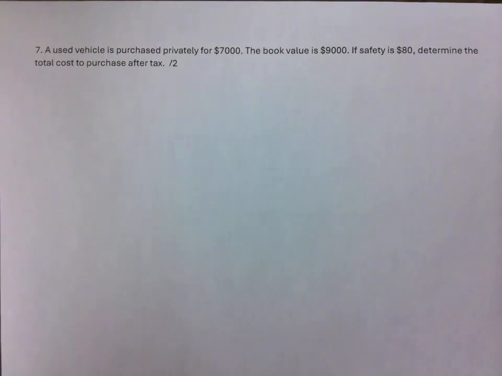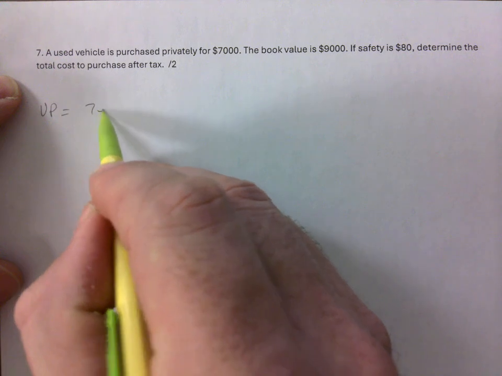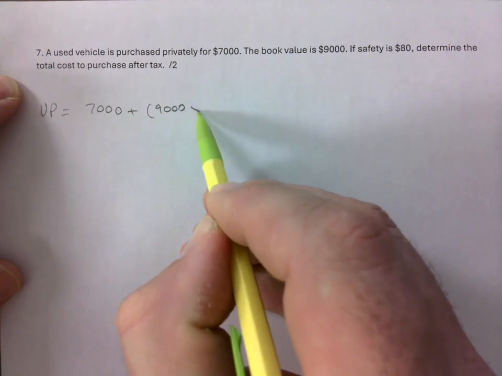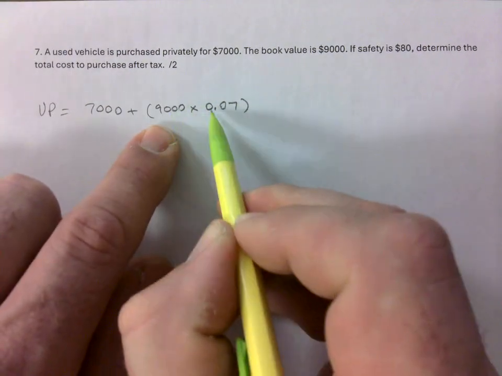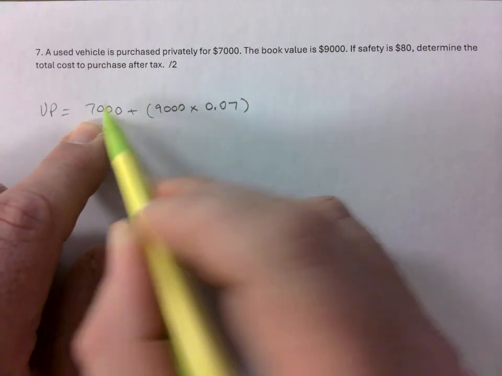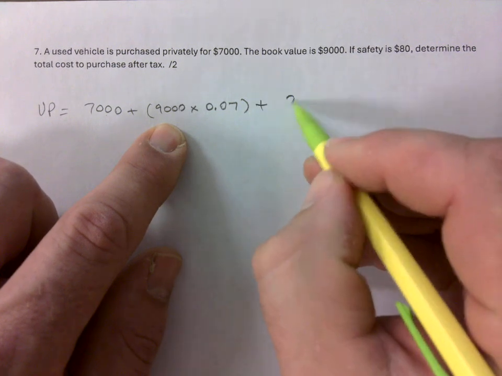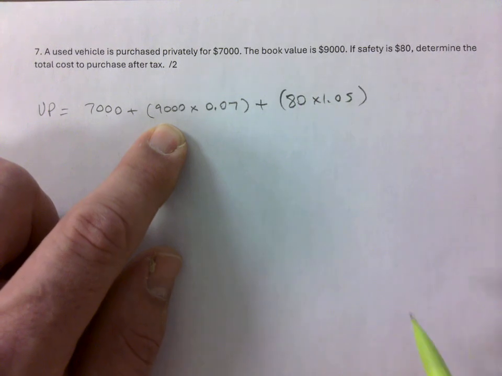Blast from the past, guys. Okay, 7. This one is a private sale, a used private. So used private, you buy it for $7,000. You need to use the book value to tax it, and this gets 0.07. So you're figuring out the PST you're going to pay on this car. And there's also safety, right? So that 80 is going to be taxed 5%, like that.